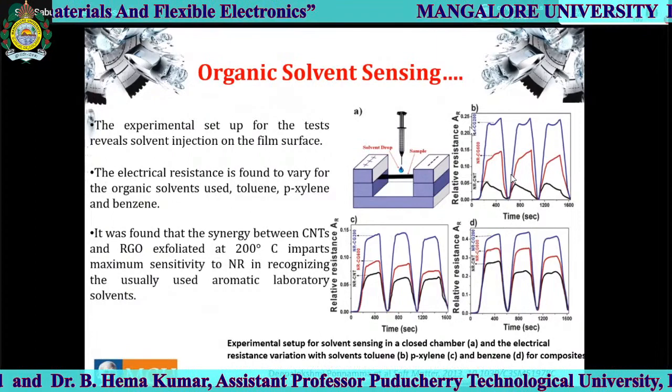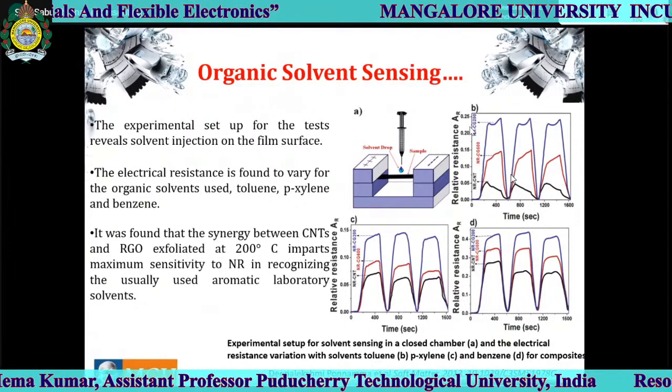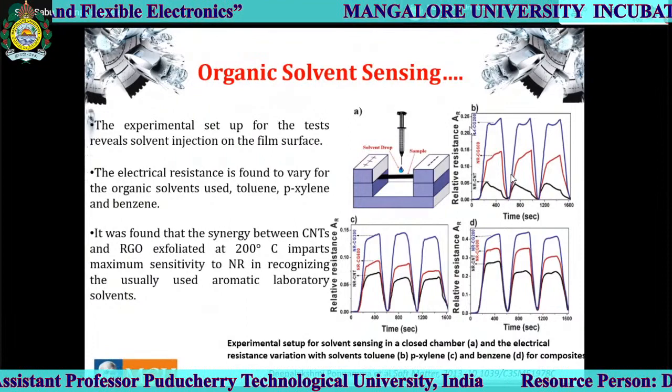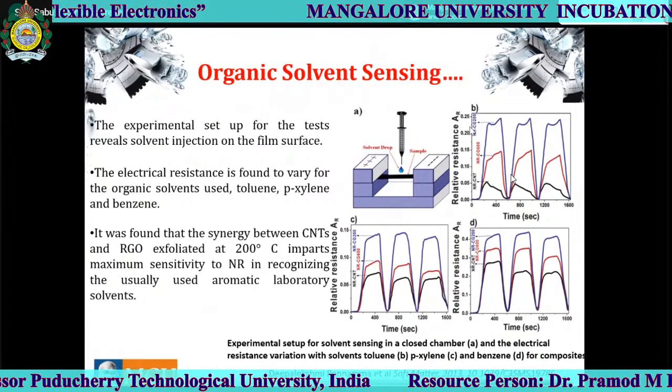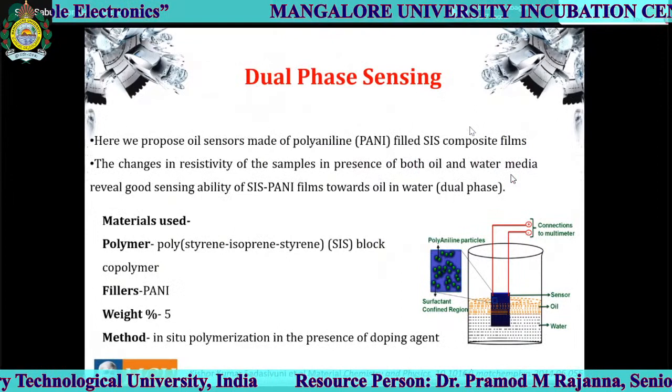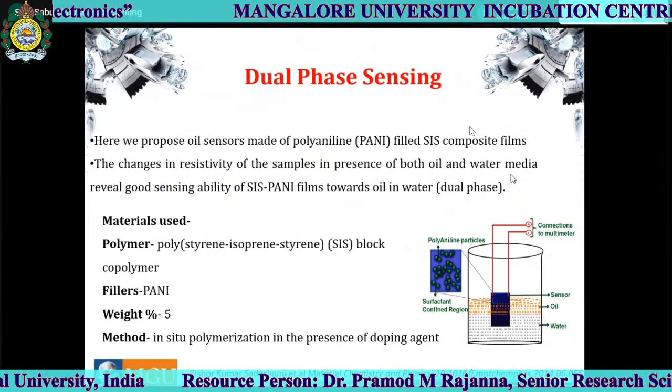You might ask how they are different, because the interaction parameter of the solvent with the flexible rubbers are different. So we are able to sense different solvents by making these fantastic nanocomposite sensors. Let me show you another slide where we have made some devices for dual sensing of water and oil.